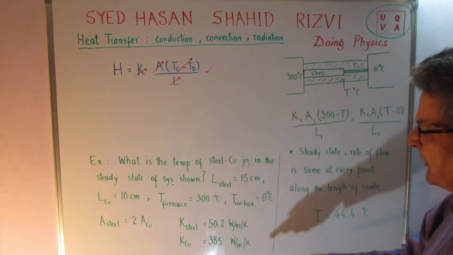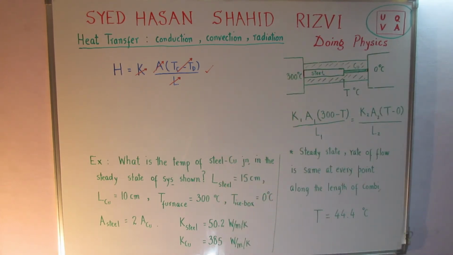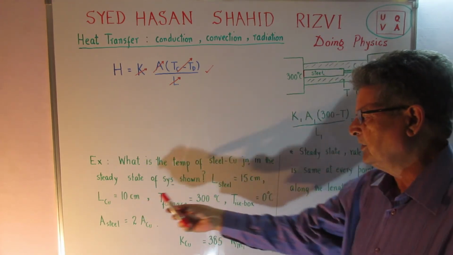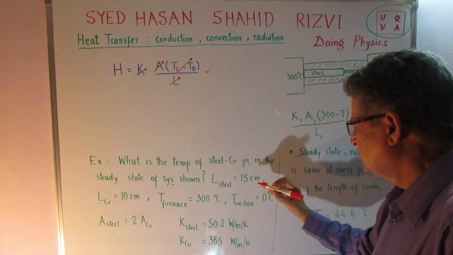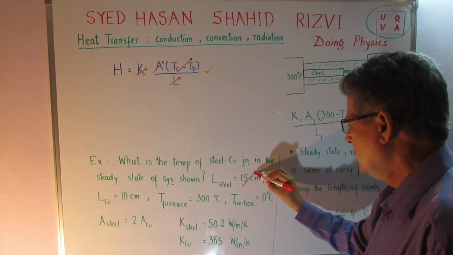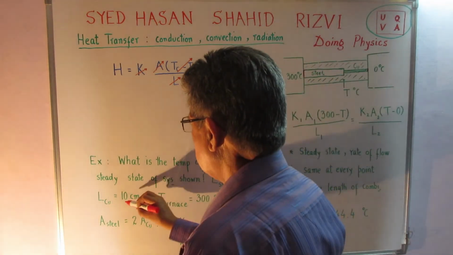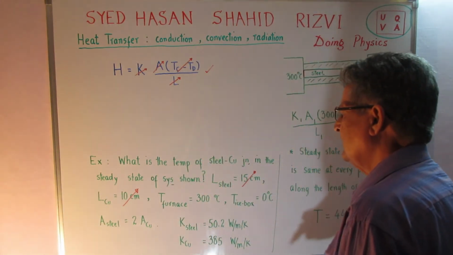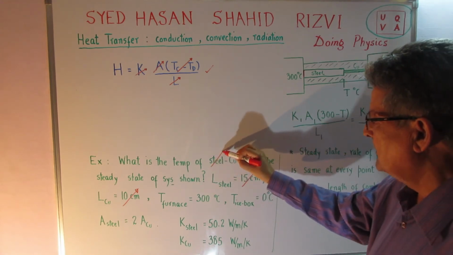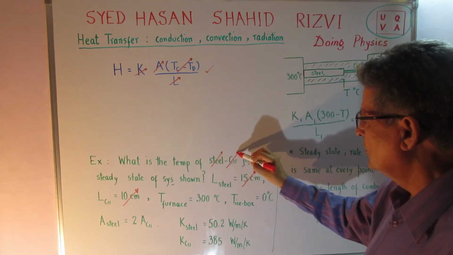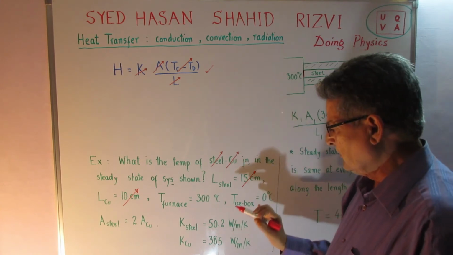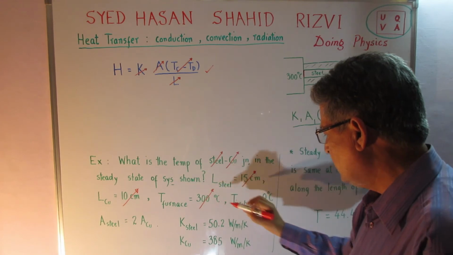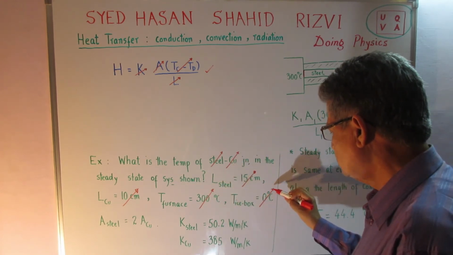So in this very simple case, where I have only two rods, one of steel and the other of copper, 15 centimeters, 10 centimeters, that can be made variable. No problem. Even steel and copper, that can also be varied. No problem at all. Furnace temperature can also be changed. This can be made variable. This can also be made variable. No problem.